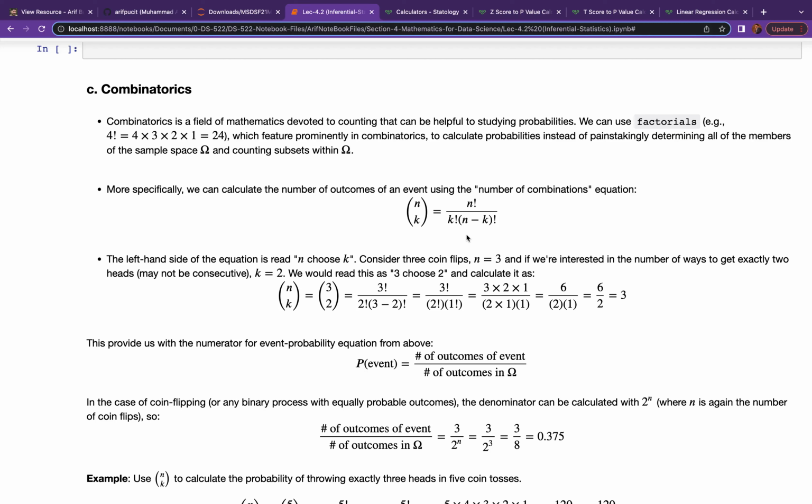Let's see this example. We want to calculate the probability of two heads in 3 coin flips. So the favorable outcomes can be calculated as 3 choose 2, which comes out to be 3, and the total sample space is naturally 2 raised to the power 3. So the probability of this event is 3 over 8, that is 0.375.